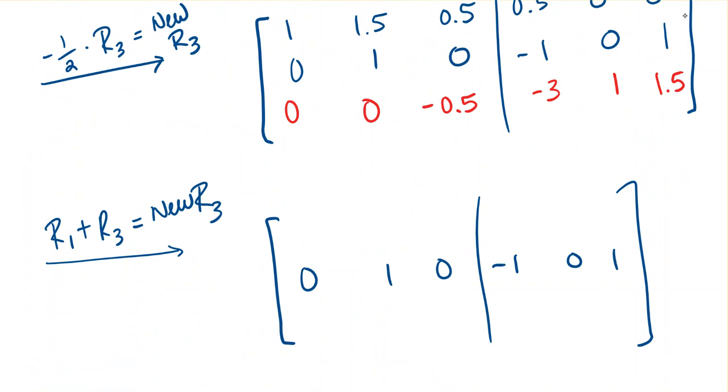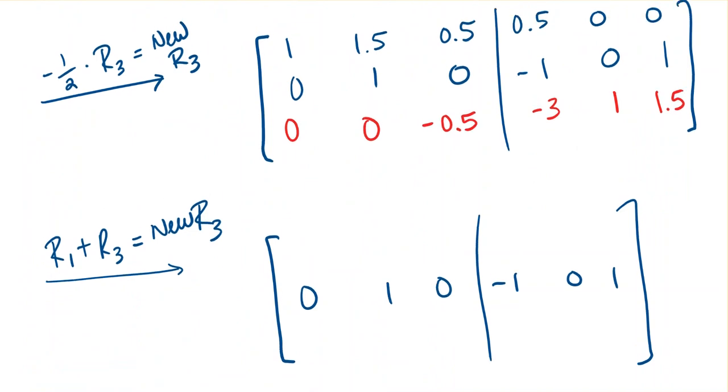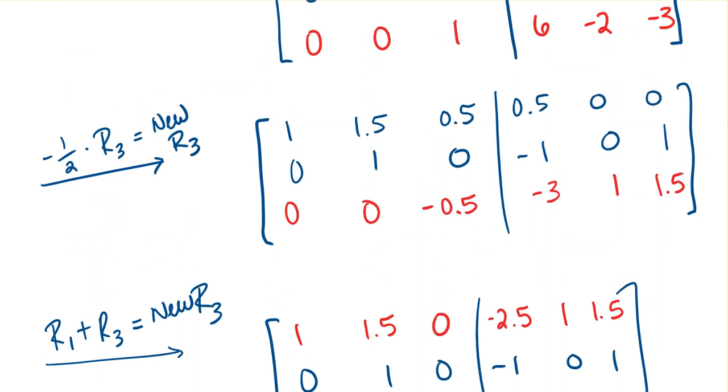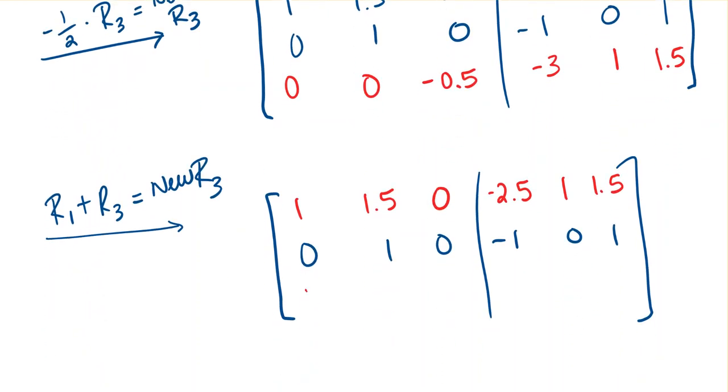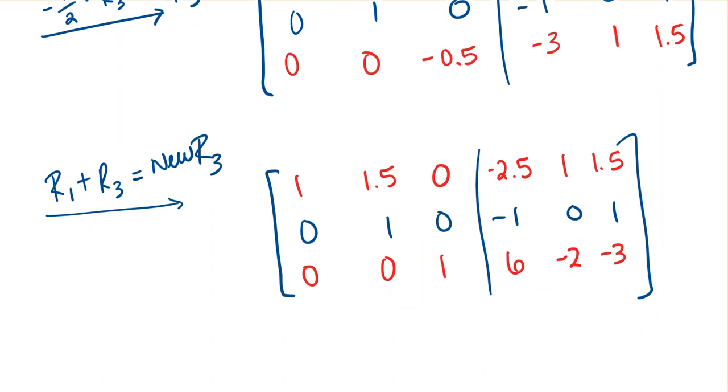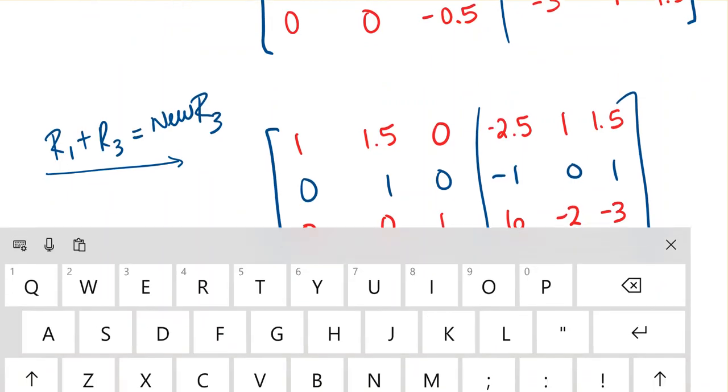So we're going to add row 1 plus row 3. 0 plus 1, 1. And then for our row 3, we're going to revert back to our previous row 3. 0, 0, 1. Okay. We are almost finished.